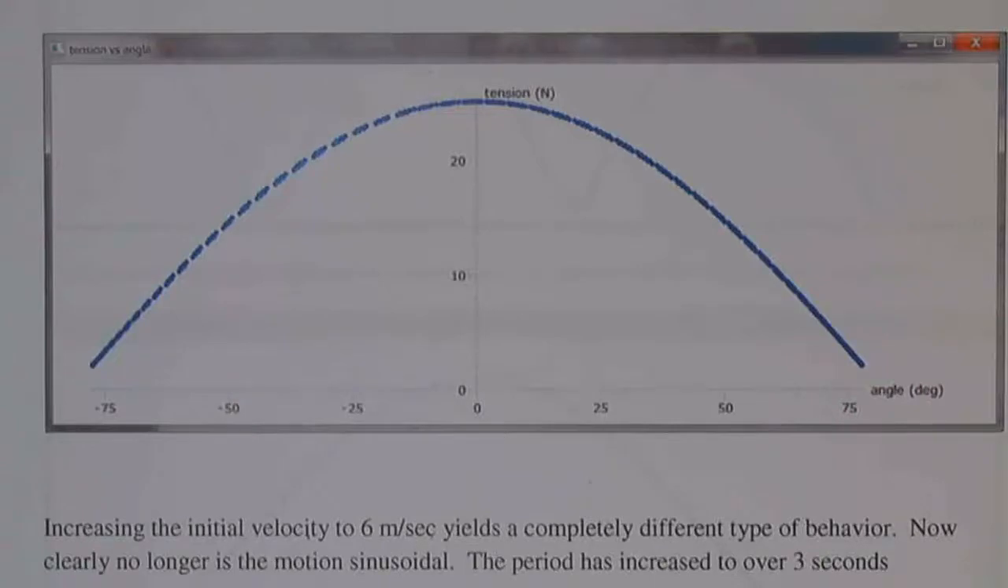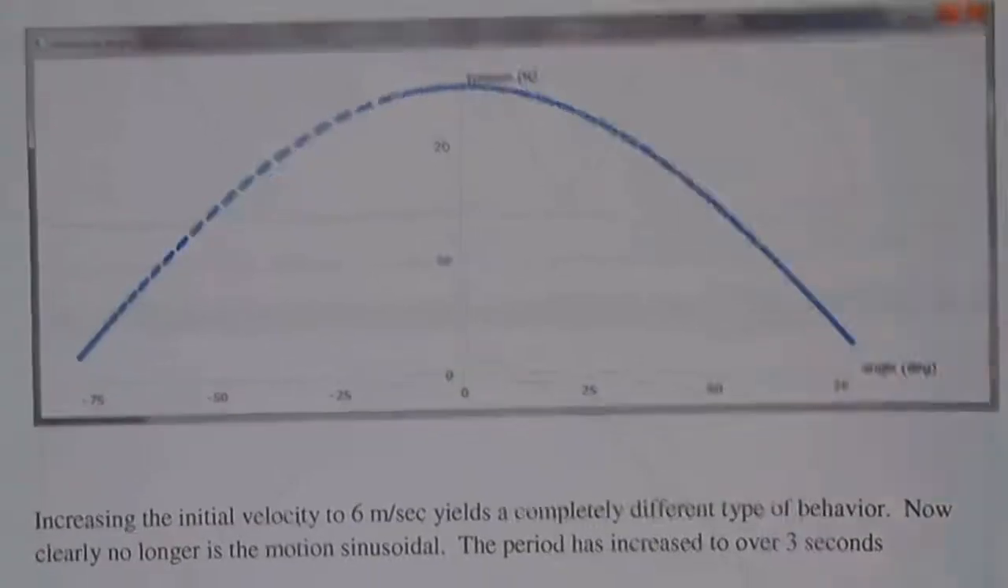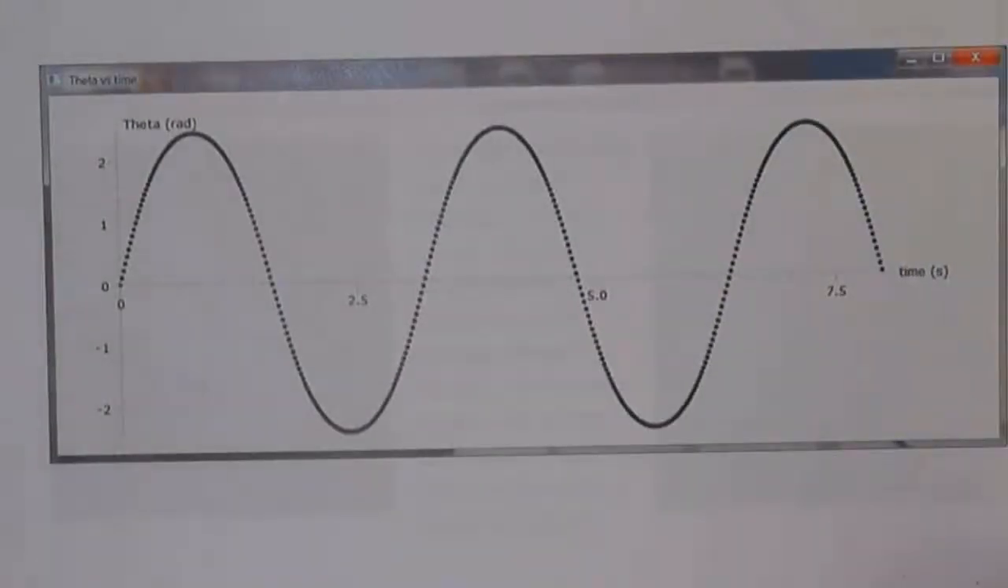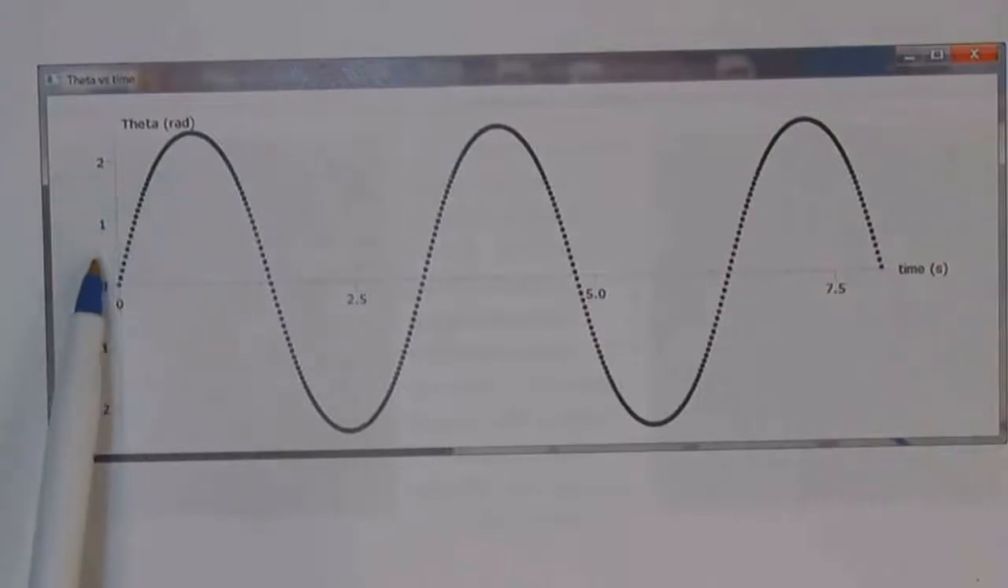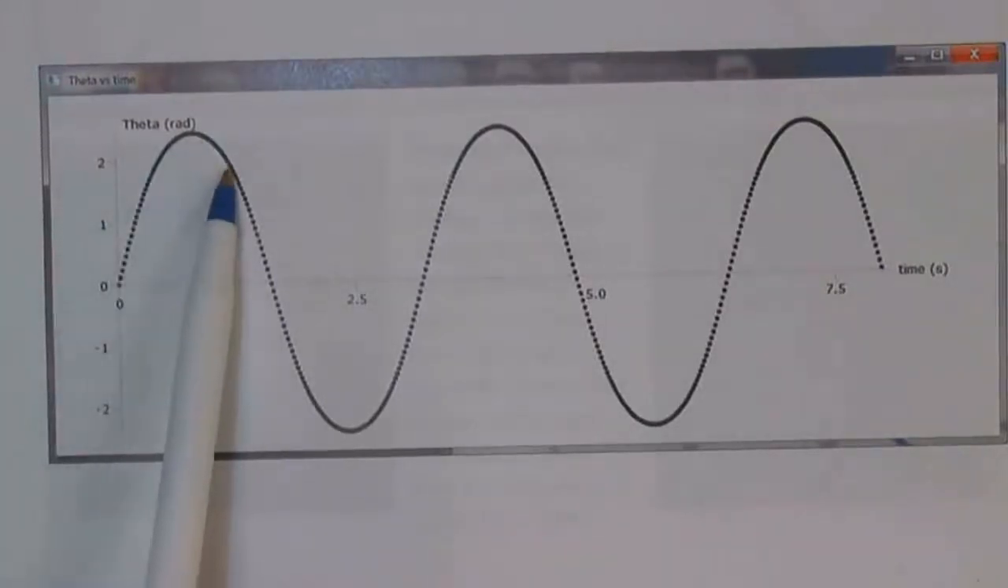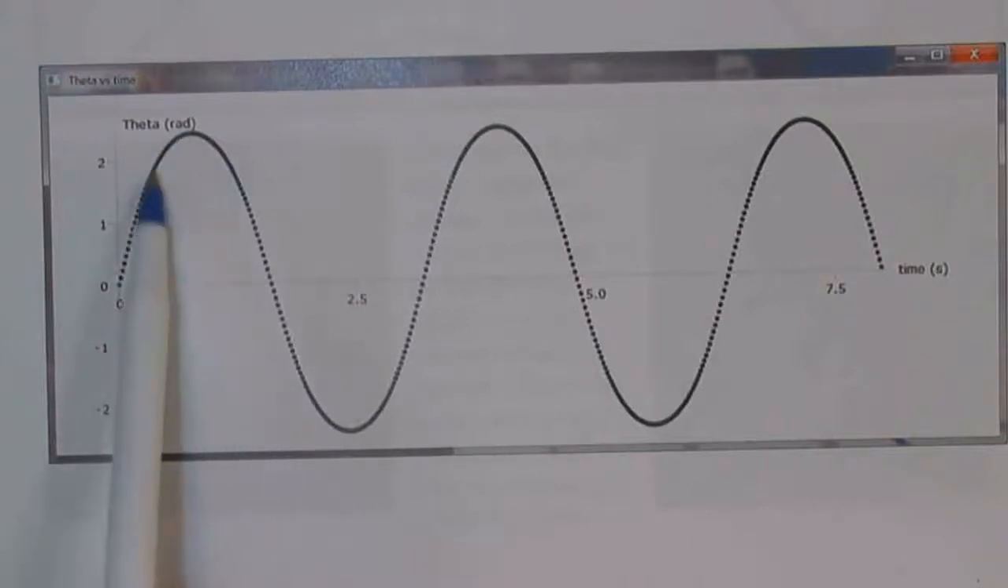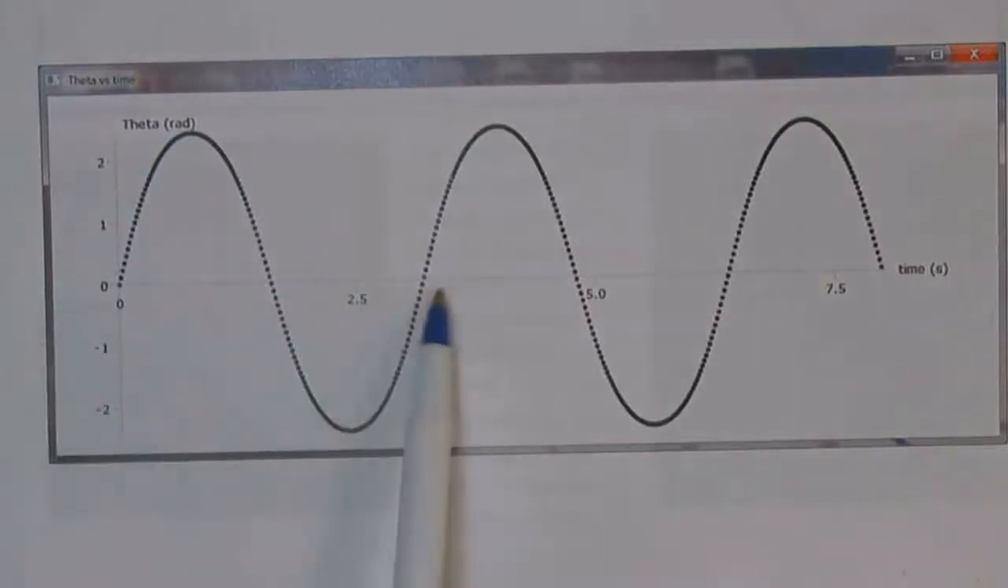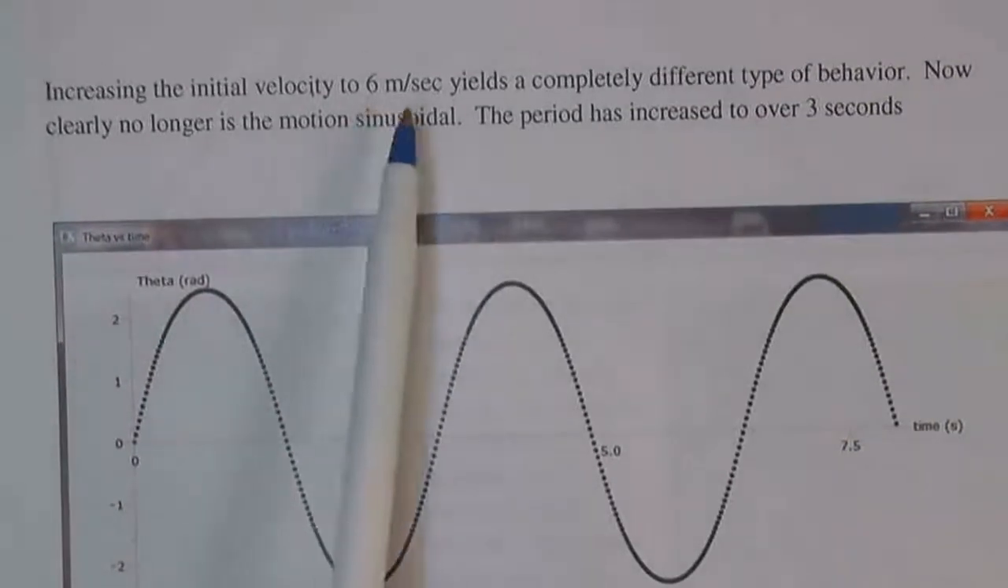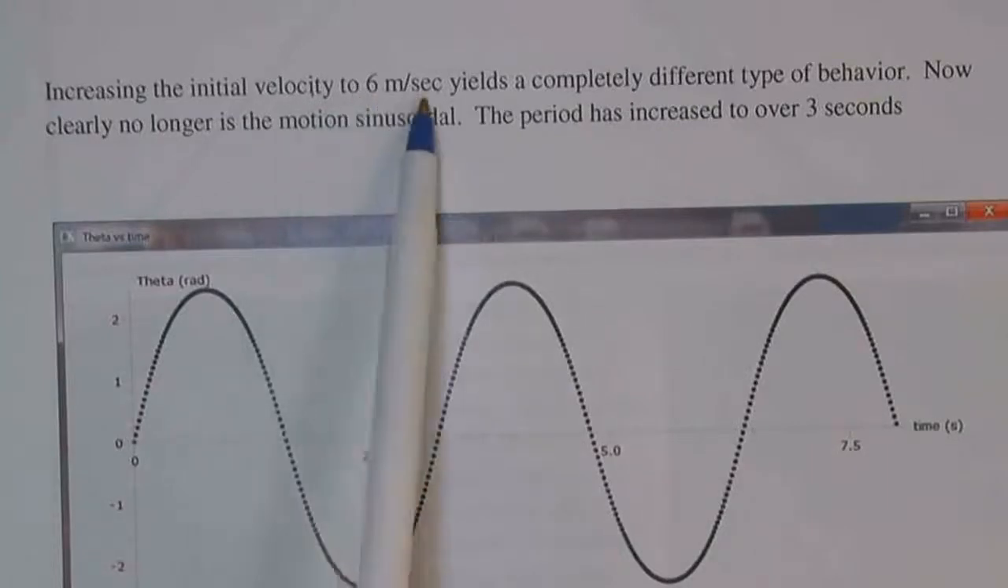So if we increase the angular velocity even further, then we get an angular progression which is clearly not sinusoidal. This is much too round for sinusoidal motion here. The period has also continued to increase, so we're now out over 3 seconds for a period. I've increased the initial angular velocity to 6 meters per second.